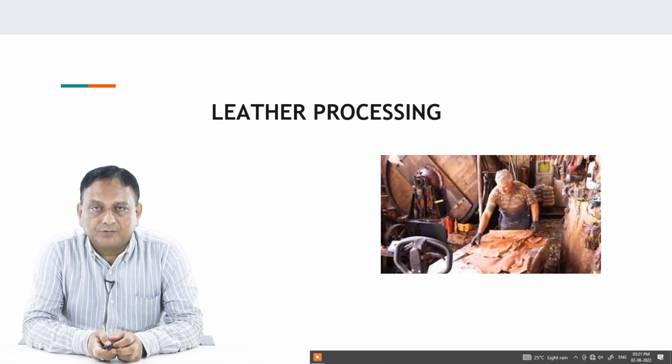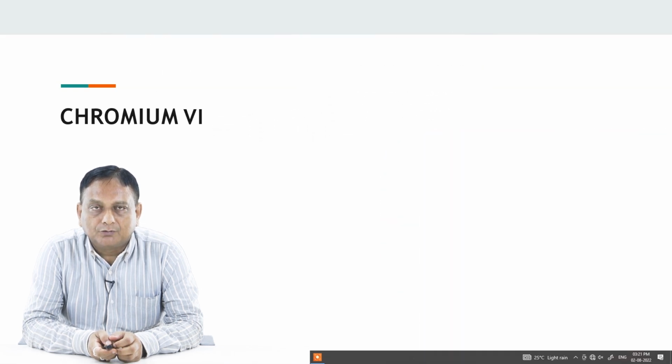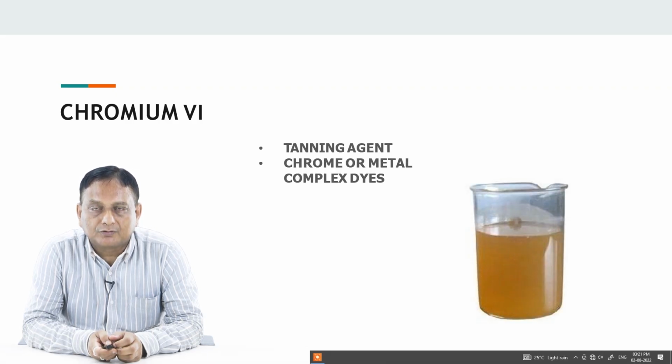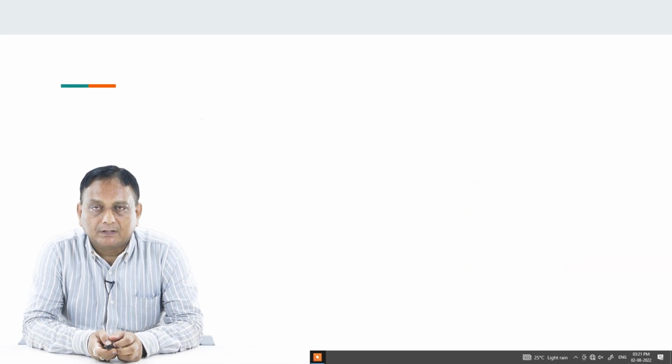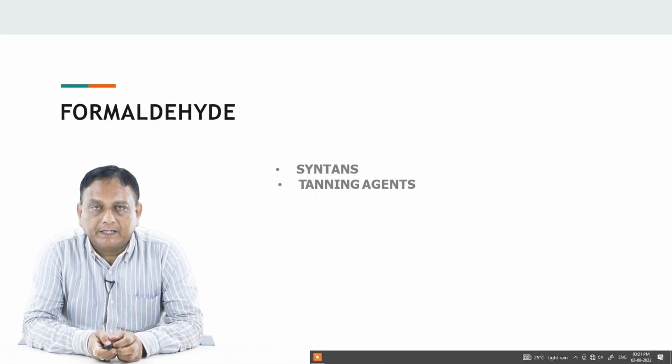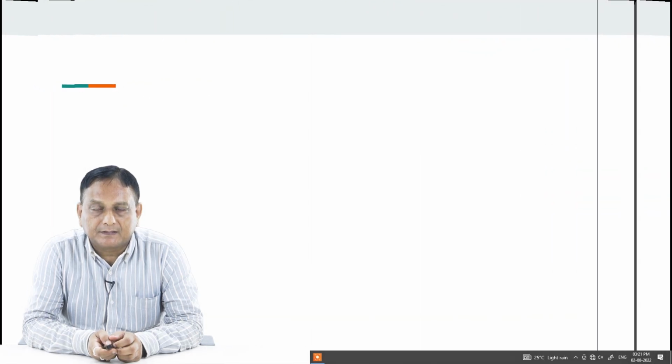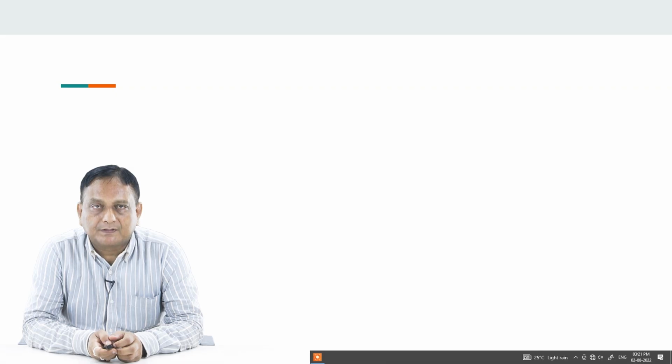Now, leather processing. If you see leather processing also, it uses chromium 6 as a tanning agent. Chrome or metal complex dyes are used, so there are also possibilities of this kind of MRSL. Formaldehyde is used in syntans or the tanning agents, so there also it is a probability of getting the MRSL into this. So controlling of these parameters is very, very important.